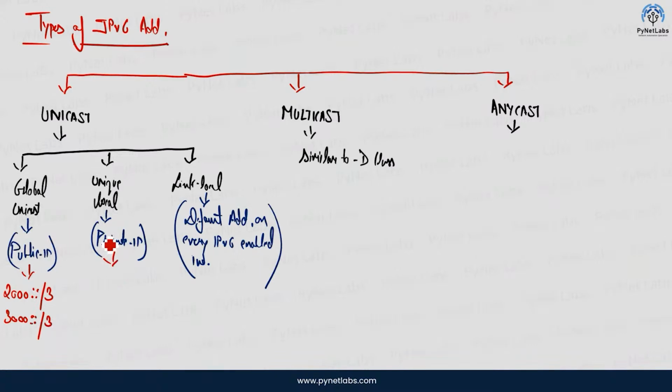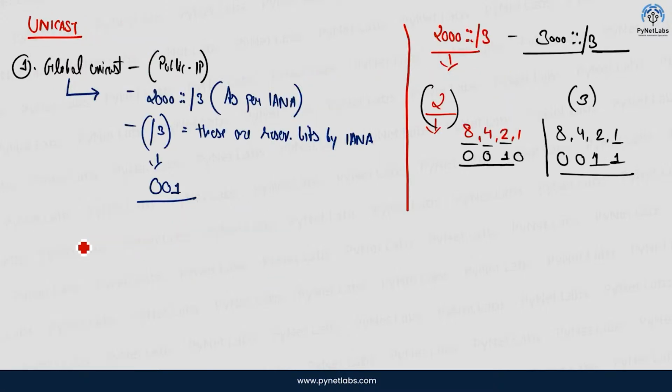Whereas if I talk about the unique local IP, it always starts with FC00::/7 or FD00::/7. So that's the range. If you want to see the conversion of this IP as well, I can give you an idea on that. Let's say I'm talking about the second one, that's my unique local.